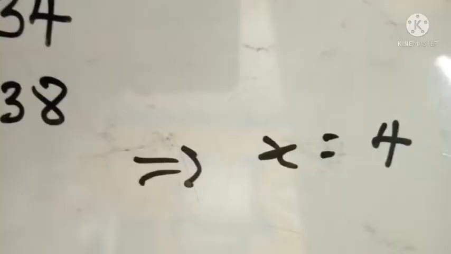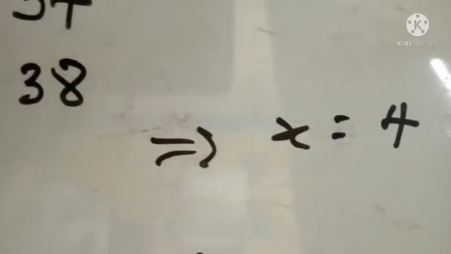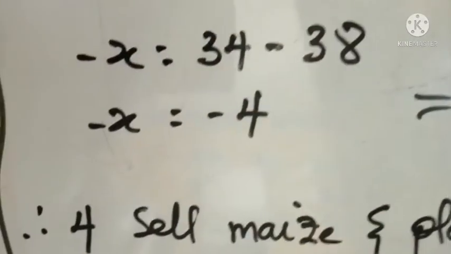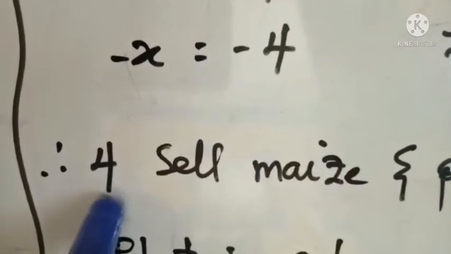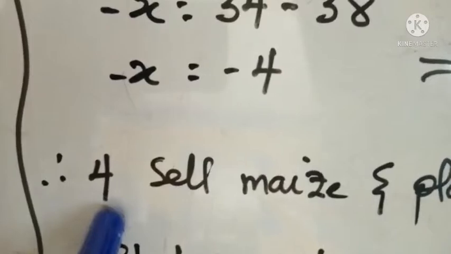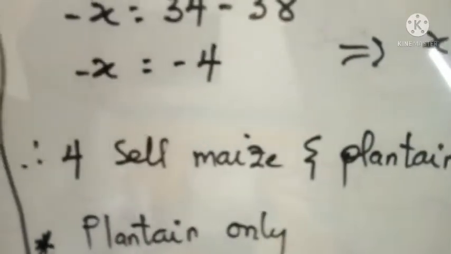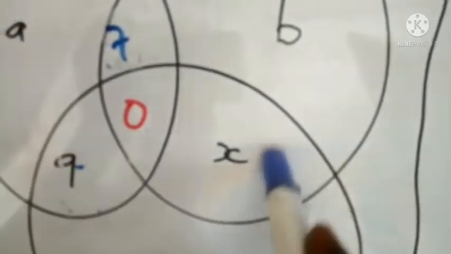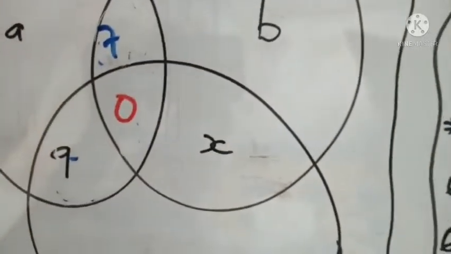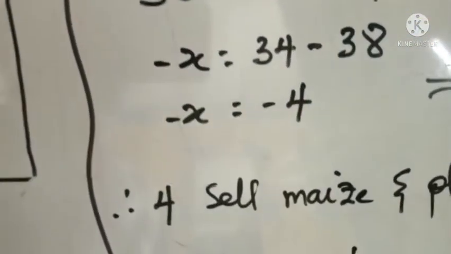So we are not looking for x here. X represents something. X represents what? We should answer the question, right? Consider that four people say maize and plantain only. Of course, that is true. When you look at the Venn diagram, this portion is for those who sell maize and plantain, and they are X. So in this case, they are four.